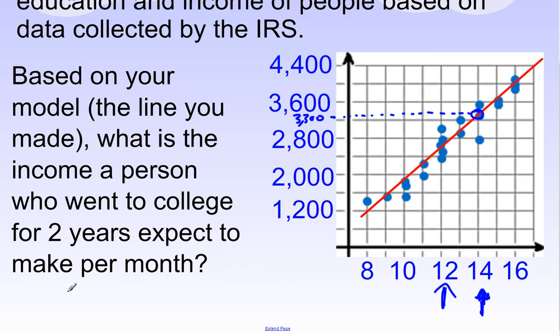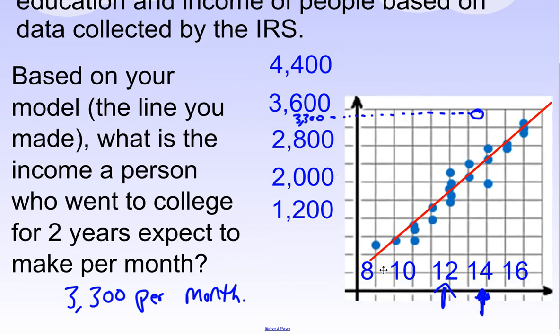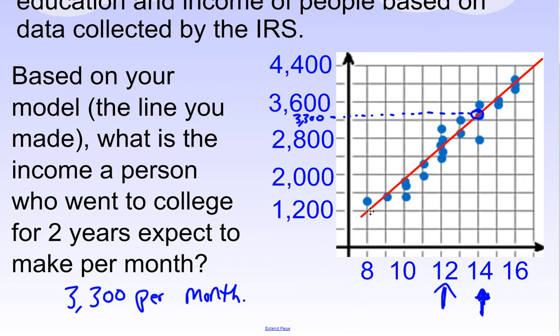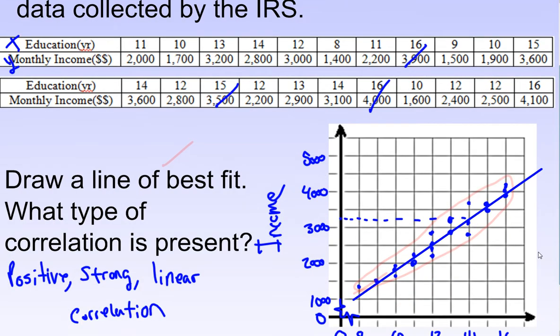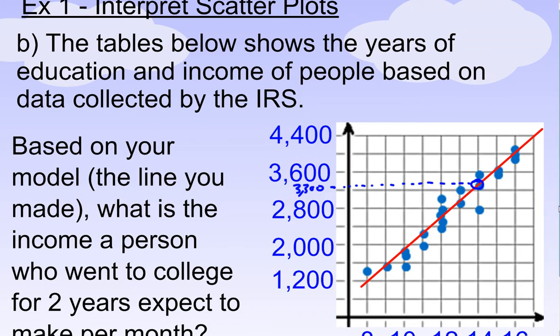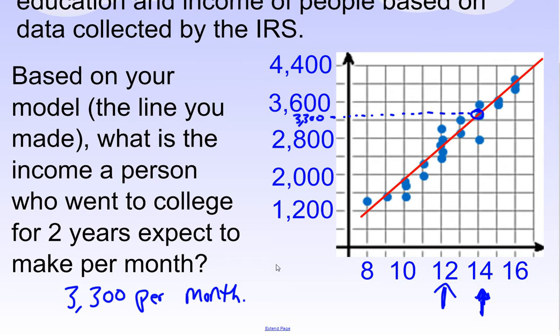So how much would this person expect to make per month? I'd say $3,300 per month. That's based off the line we drew, which is our line of best fit. You wouldn't be able to use just the data so much without the line. If I move this line out of the way, no, I can't. Because the data is so varied, it's hard to find a good middle place. So when you have your line in there, your line helps you make these predictions. So based off our model, we can say where we think 14 years, $3,300 would be.